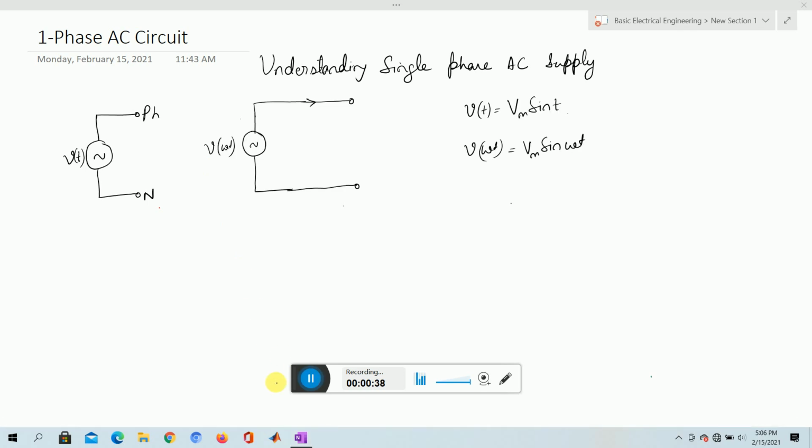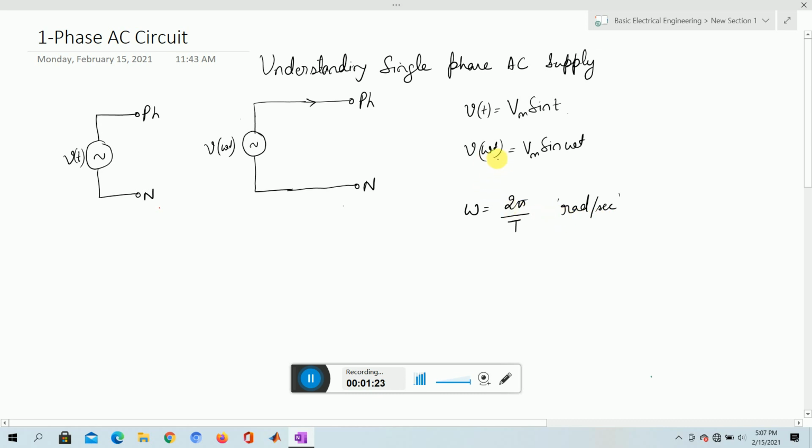Also we can represent v of omega t with the phase and neutral, and we can write this as v of t is equal to Vm sine of omega t. Whatever quantity we write here, the variable is t. Here omega is equal to 2 pi by capital T, a fixed quantity. Omega is in radians per second.